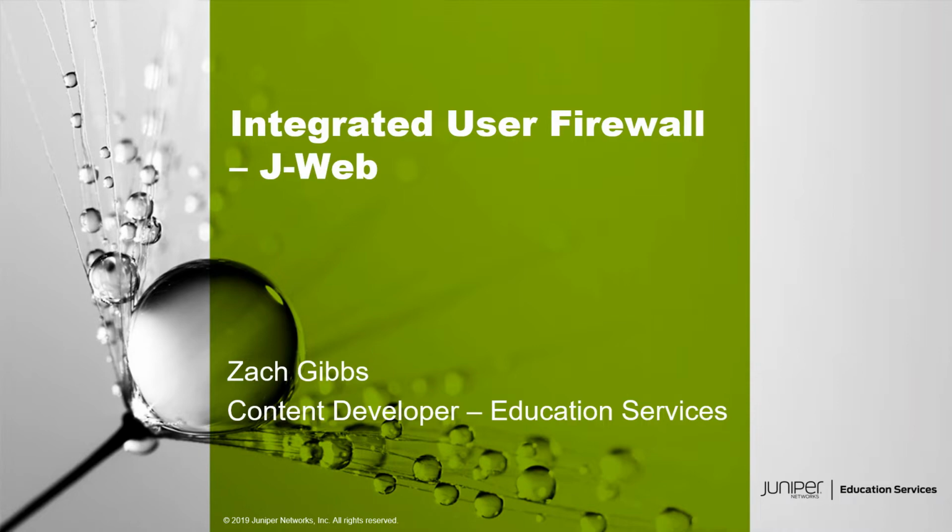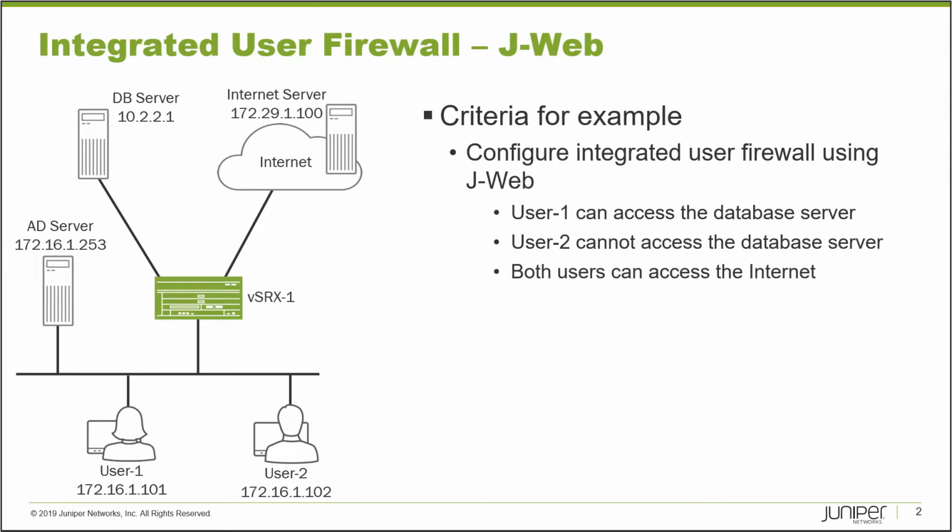And today we will be discussing the Integrated User Firewall JWeb Learning Byte. So here is our example, and in this example we have a couple different users. We have user 1 and user 2, and we have an Active Directory server on the left and vSRX1 in the middle. And then we have a database server that is hanging off of vSRX1, and then the internet, which is also hanging off of vSRX1. And there's a server out there on the internet that we'll be using to do some tests.